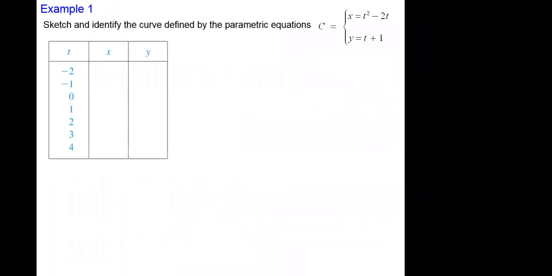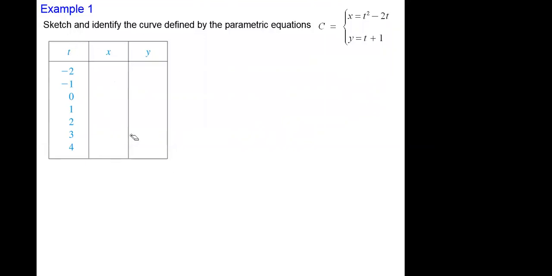Let me sketch and identify the curve defined by the parametric equations, where x is defined as t squared minus 2t, and y is defined as t plus 1. Okay, probably we don't see right away. We see some square, quadratic form, we see the linear form, but we can't really guess what curve it will be. Okay, that's what we will do.